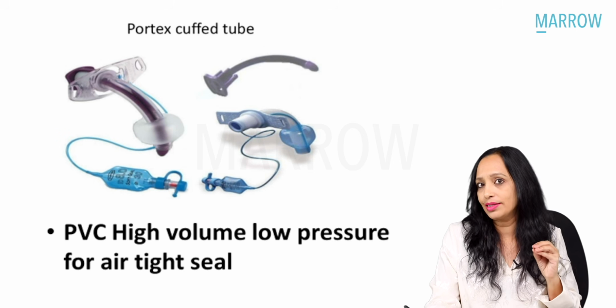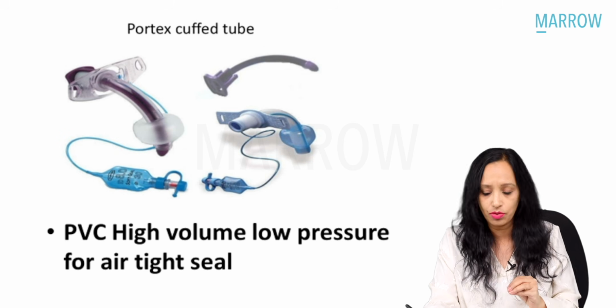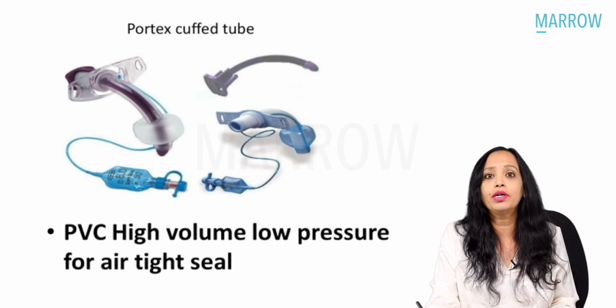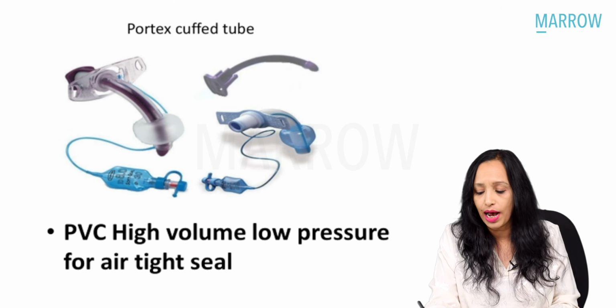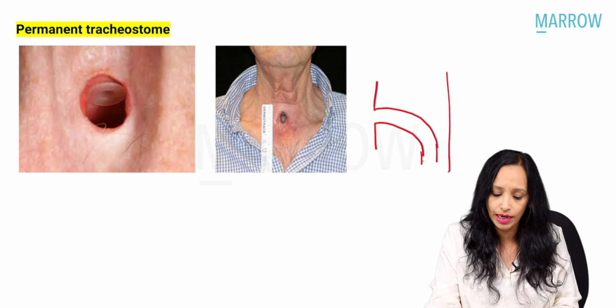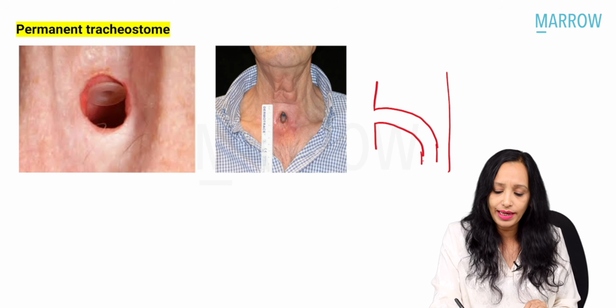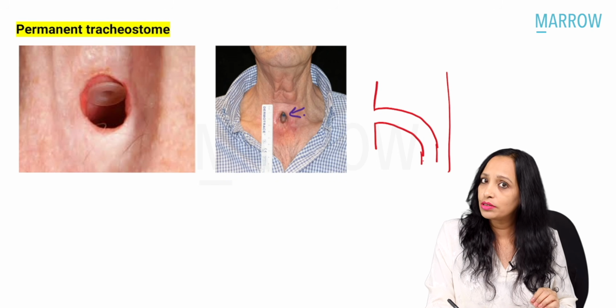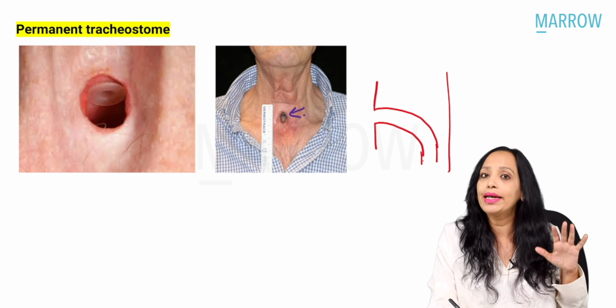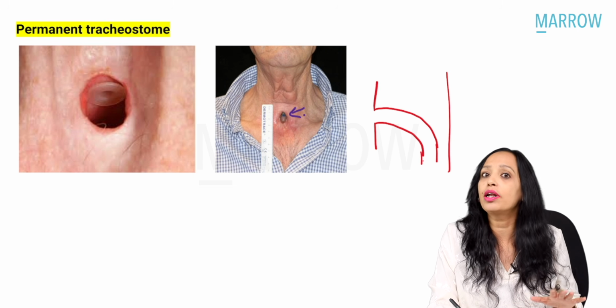This was asked as a picture-based diagnosis, an image-based spot diagnosis. And also after 3 days, you change it to an uncuffed tube. This is how the uncuffed tube looks like. So yes, when you are seeing an opening like this post cancer surgery of the larynx, this is permanent tracheostome, and it means that the surgery you have done is total laryngectomy.